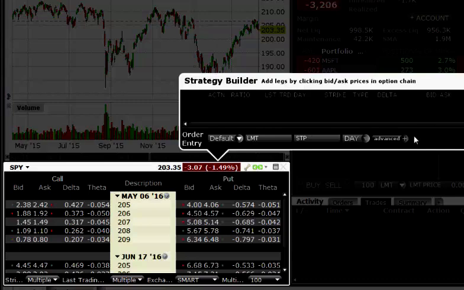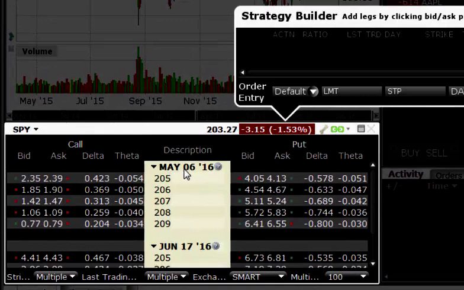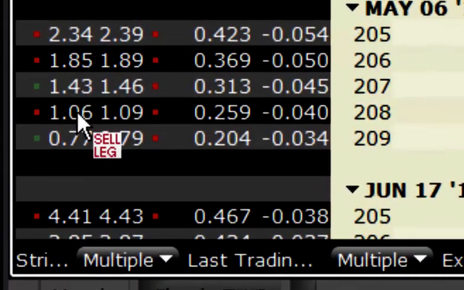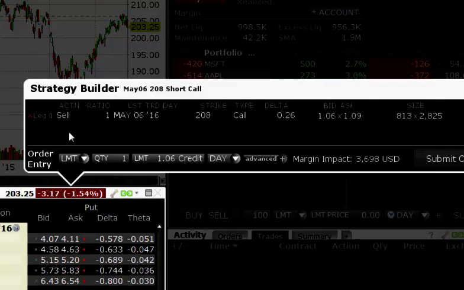Out here, let's imagine we wanted to do a bear call spread on SPY for the May the 6th expiry, and we were going to do the 208-209 bear call spread. So the first part of the trade is we're selling the 208 call option. The calls are on the left hand side, and if we want to sell a leg, you click on the bid price, and there's a little note as you hover over it saying sell the leg. If we click on that, you'll notice that leg is transported up here into the Strategy Builder, and you can see it's leg number 1. It's telling you it's a short call.